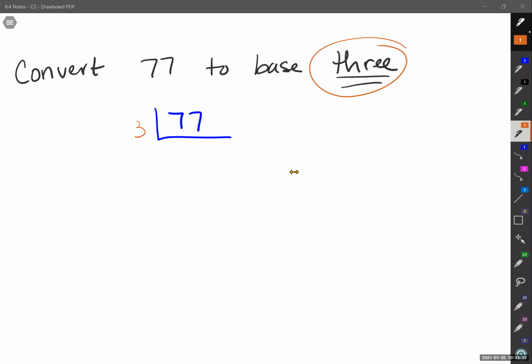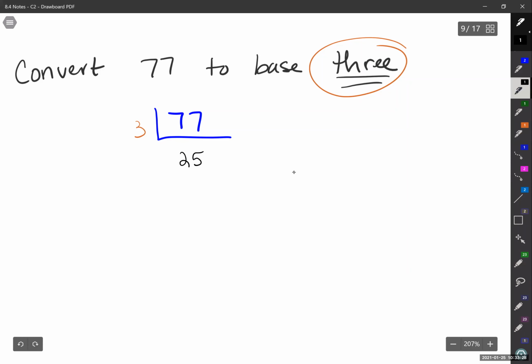And in this case, I get 25.666 repeating. Now the thing is, we care about the 25, we care about the integer part. The decimal doesn't tell us anything specifically, except that there will be a remainder, right? So then I write down the 25 part, and then I say, I wanted to get to 77. That's what we're trying to accomplish. But how close do we get?